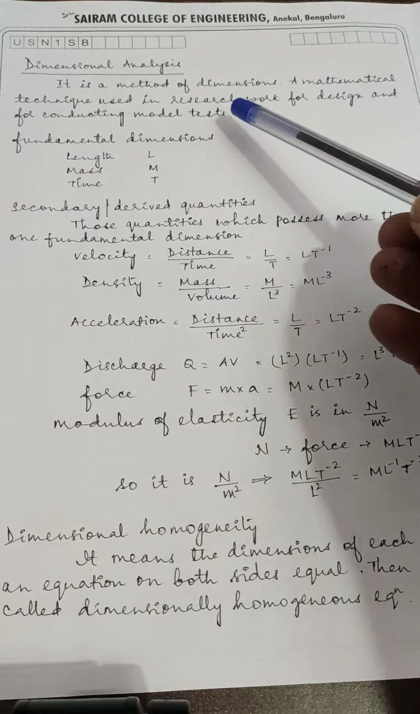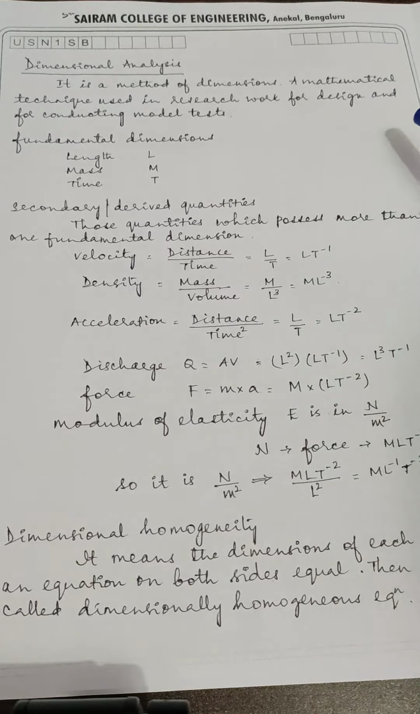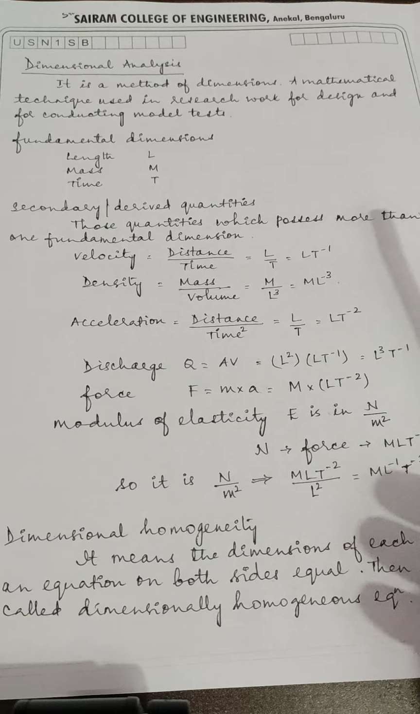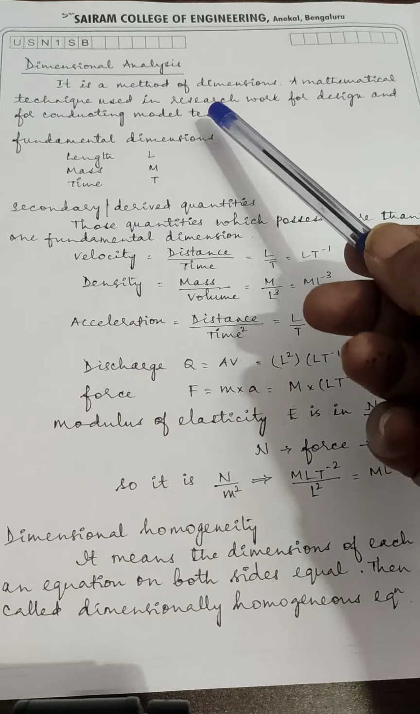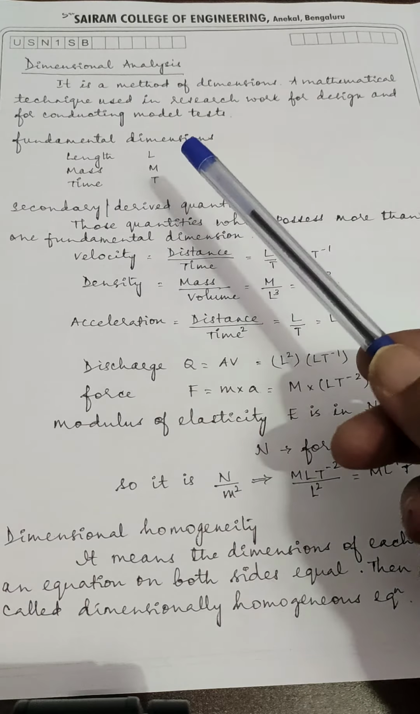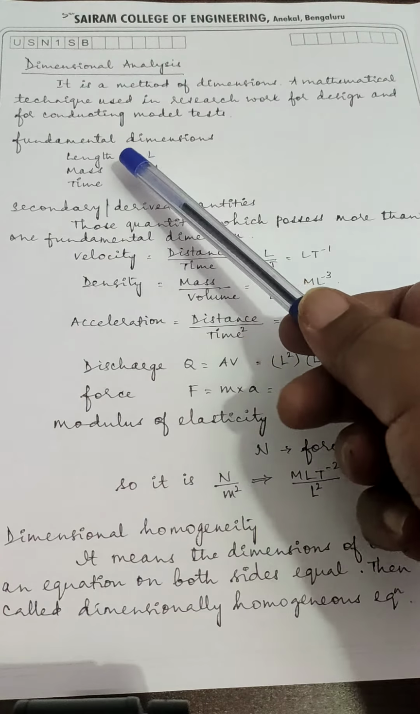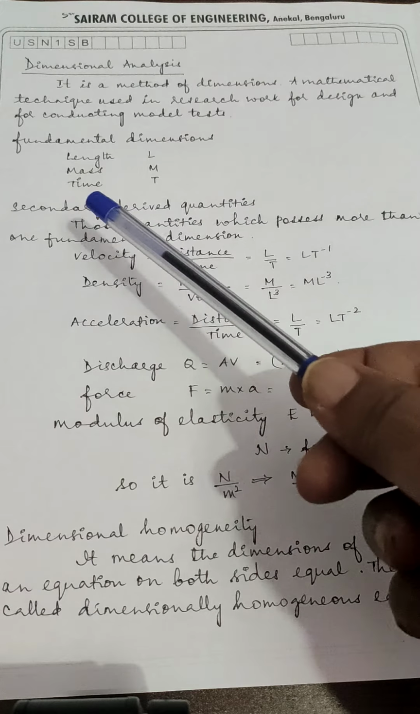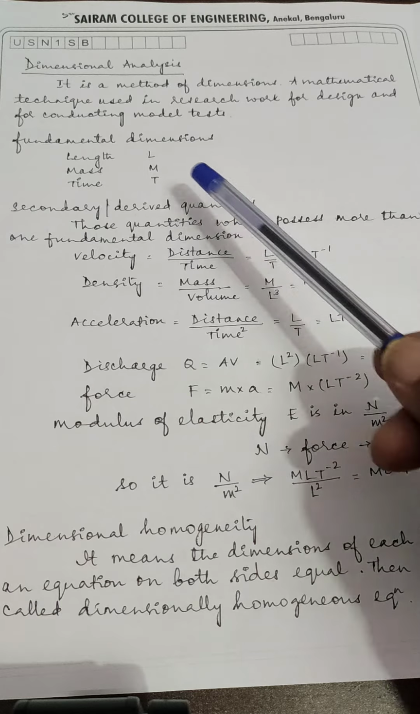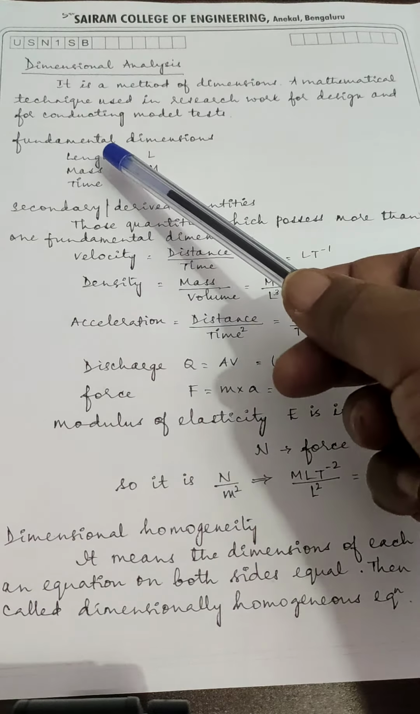Dimensional analysis is a method of dimensions. It is a mathematical technique used in research work for design and for conducting model tests. In dimensional analysis we have two types of dimensions. One is the fundamental dimensions, the other is secondary or derived quantities. The fundamental dimensions we have three.